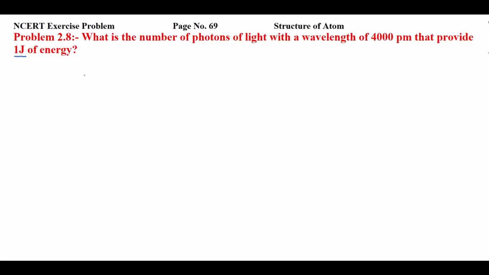In this question we will apply the unitary method. For the unitary method, first of all, we'll find the energy of one photon. For this, you are having the wavelength. So energy of one photon we can find by the formula h nu. Now here we are not having frequency, so we'll convert this formula in terms of wavelength. So it will be hc by lambda, because nu equals c by lambda.